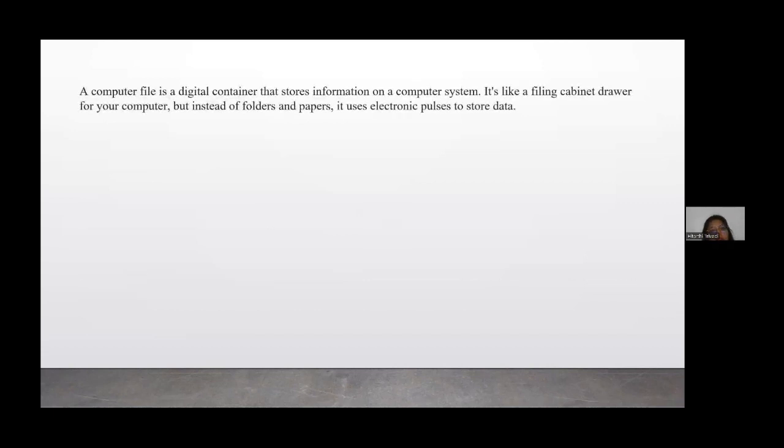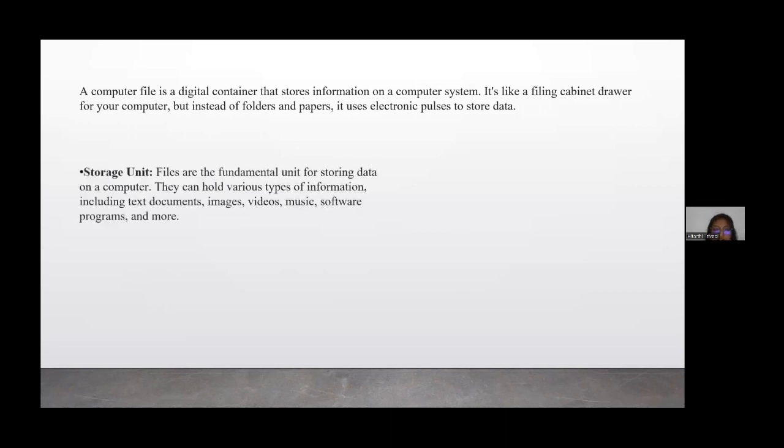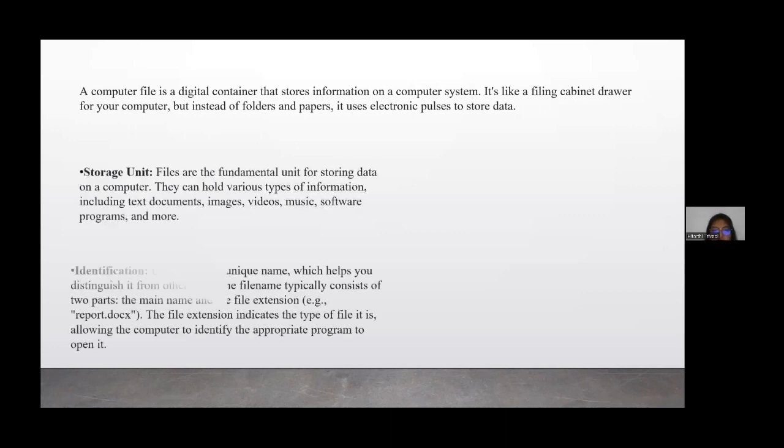Now, a computer file. I guess a computer file is the cabinet drawer of your computer. Whatever folders, papers, or Word documents you are storing are stored in the form of a file. Okay, it is a storage unit. And for identification, you can identify a file by its file extension, such as .doc, that is your Word document, right? .ppt is your presentation, .jpg is your image file. That's how you identify it.